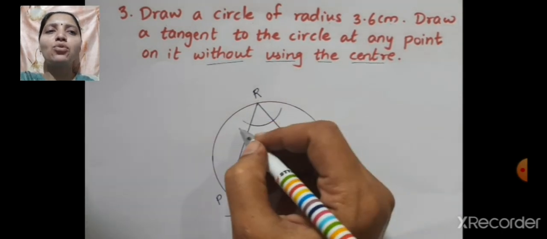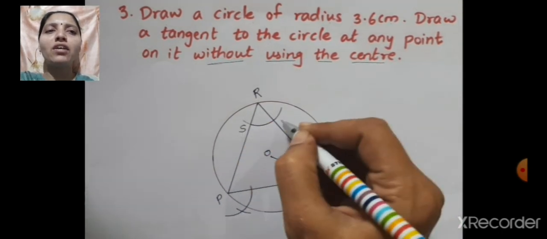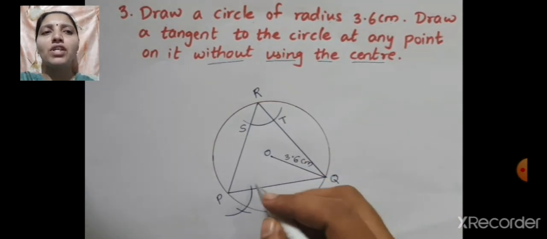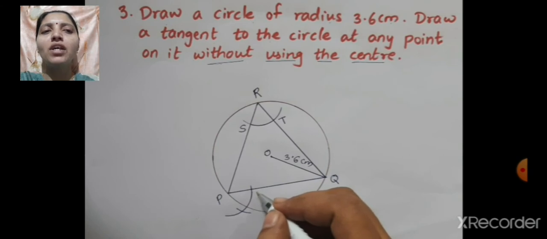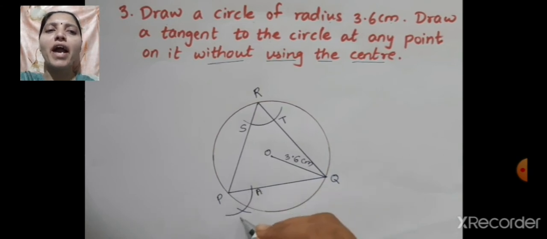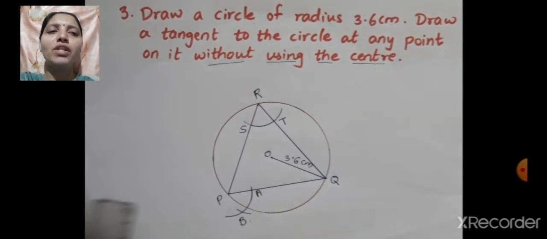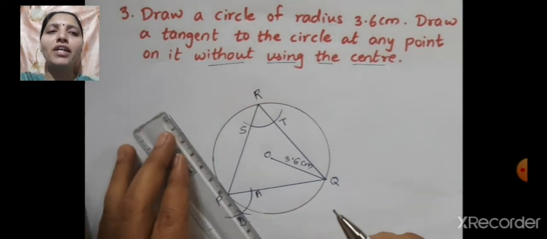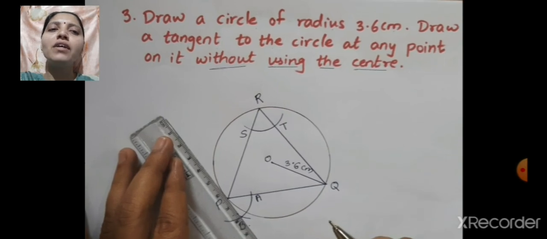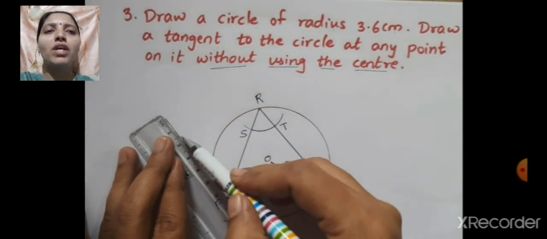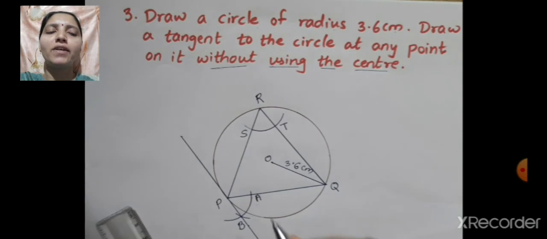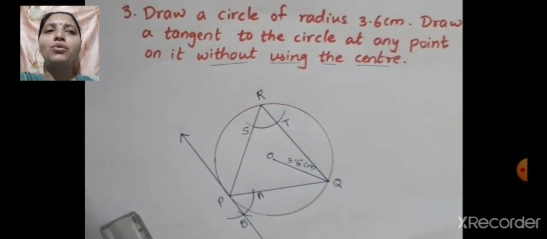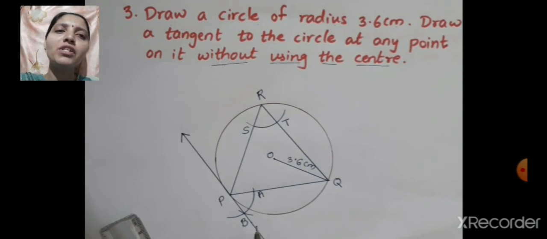Now name these two points of intersection we are getting here as S and T. Any letter you can use here. I am using S and T. Now here I am using point A and B. Now with the help of scale you have to draw a line passing through point P and B. Okay. So this way you are going to draw a line. So this line is nothing but tangent to the circle at point P.